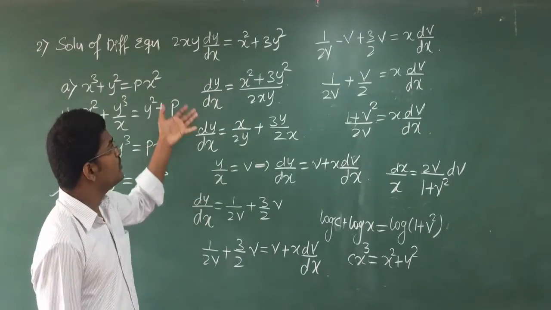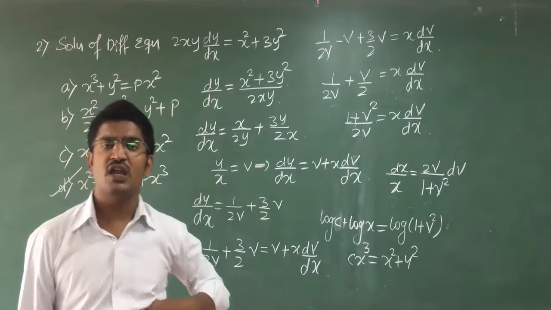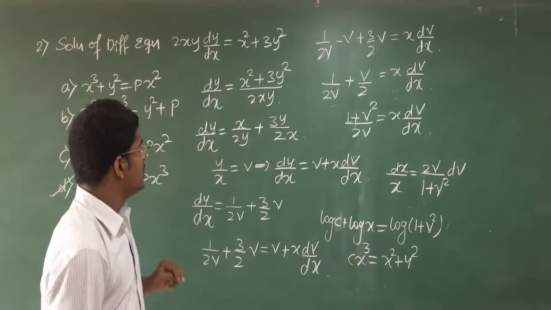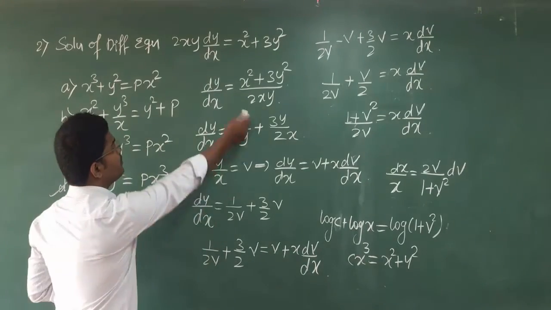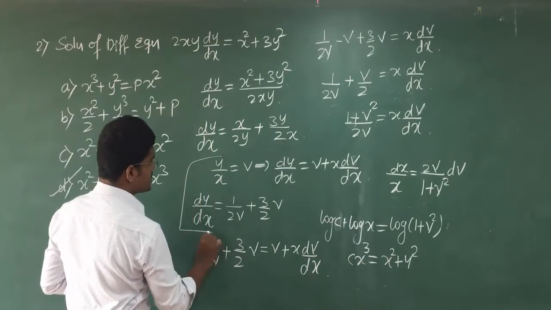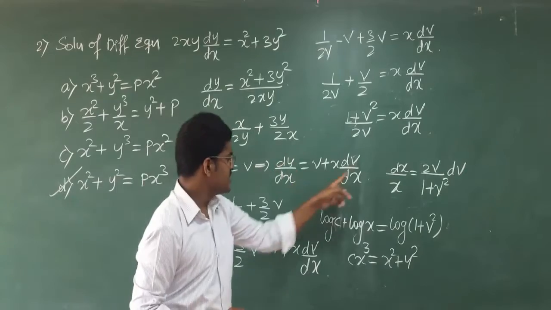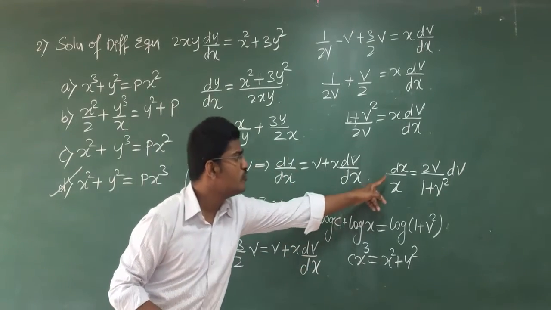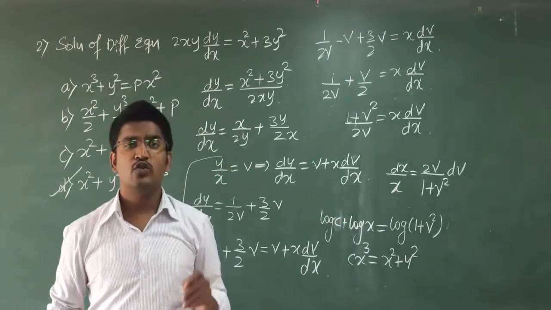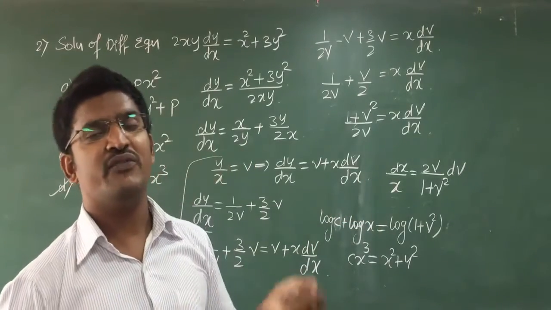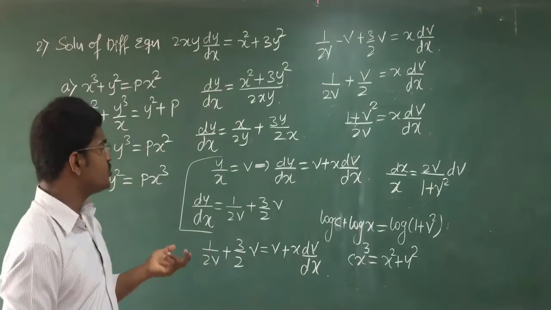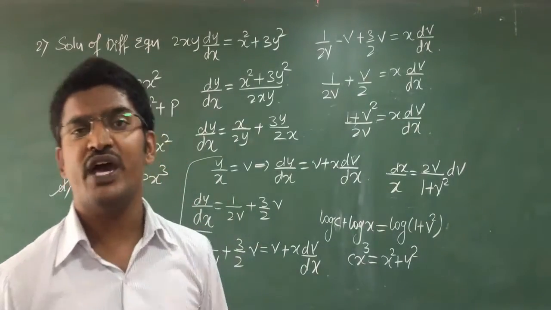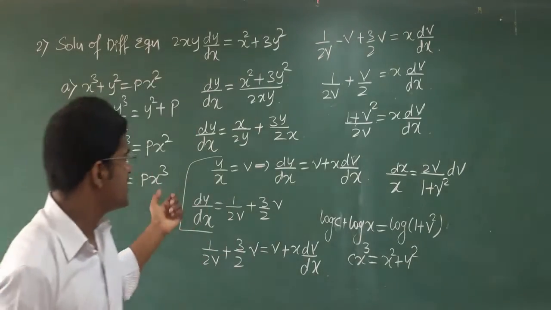Please make sure that if your calculation is fast, you can solve very quickly. If I solve very quickly, I can jump. See here, I can jump all these steps. This step and this step you can jump, and directly go for dx by x equals 2v divided by 1 plus v square into dv, and then simplify. That is also possible, but to know in detail how to simplify, I have solved step by step.